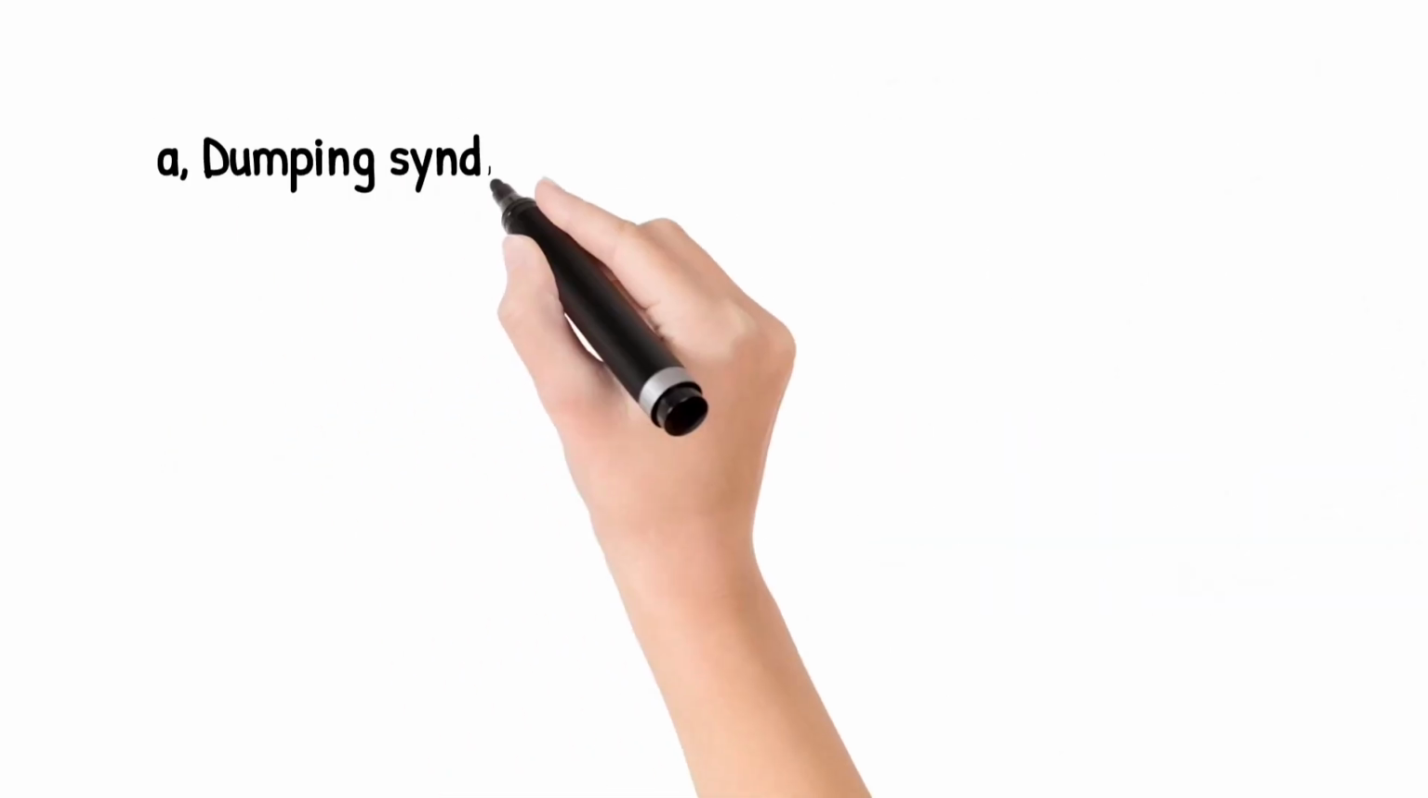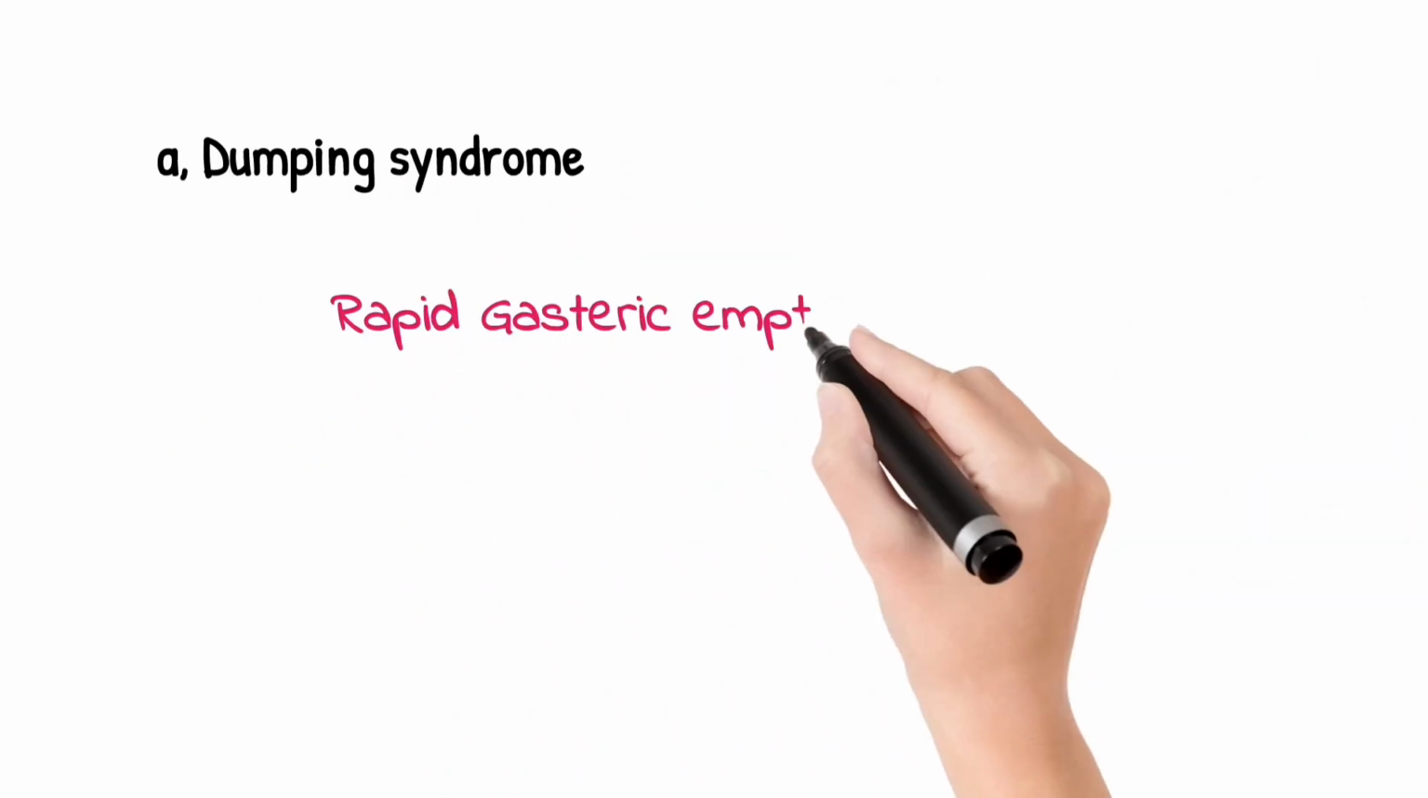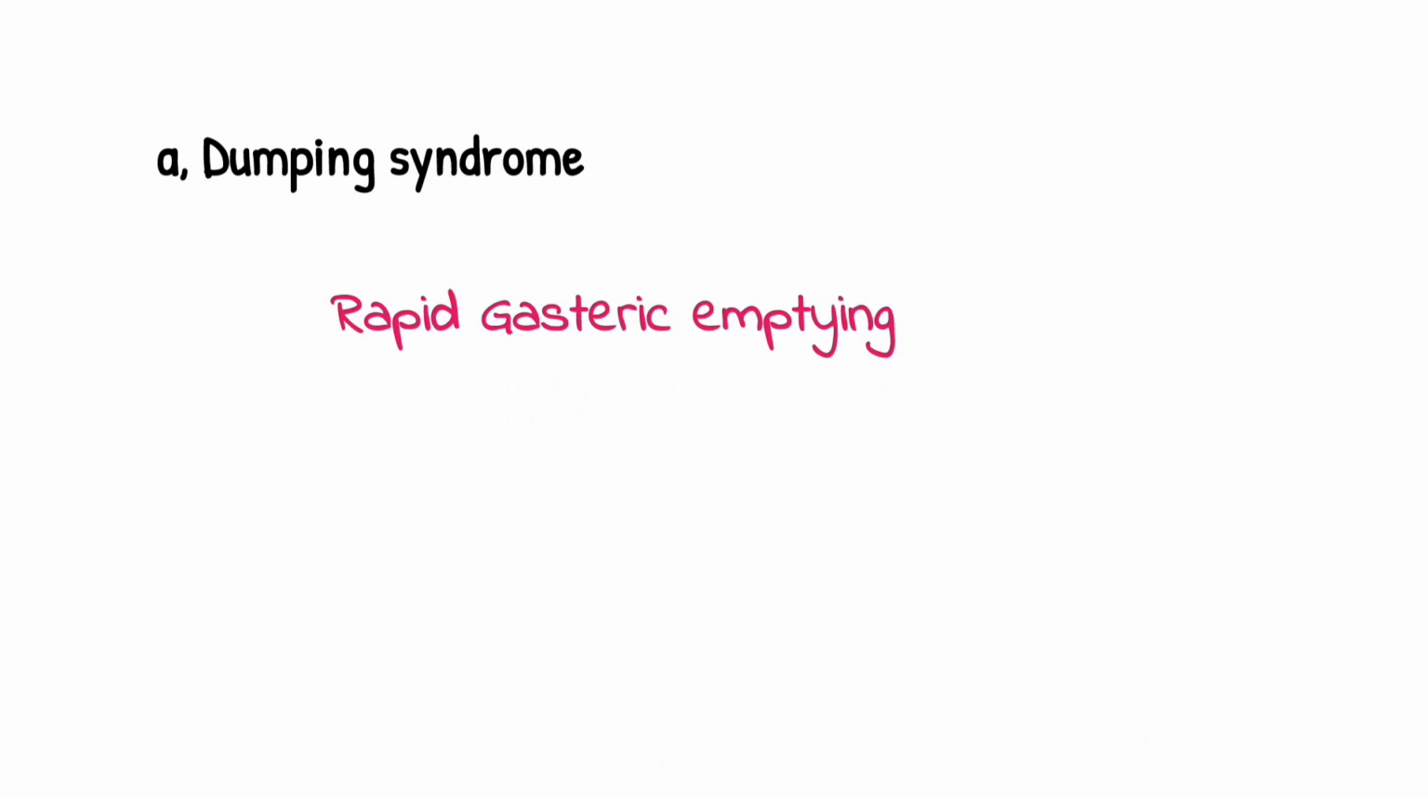Dumping syndrome. Dumping syndrome, also called rapid gastric emptying, occurs when food moves too fast from the stomach to the duodenum. Gastrectomy is the main cause of dumping syndrome.